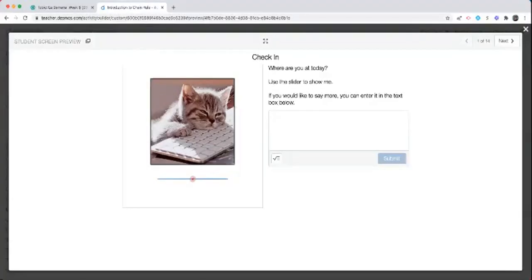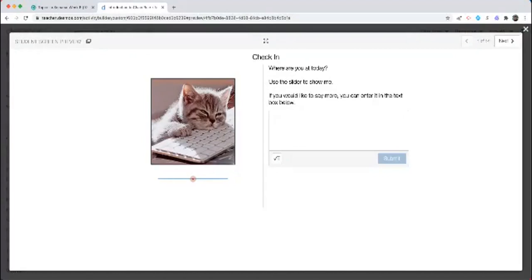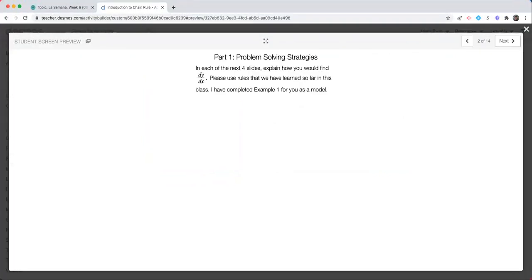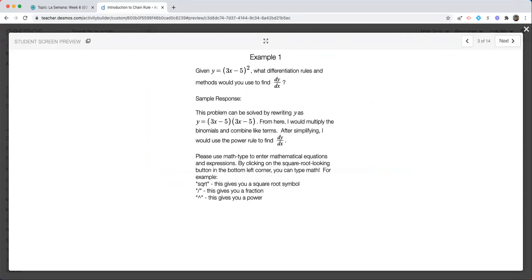All right, so here was the Desmos activity. The first part had you looking at problem solving strategies. Looking at this one, I did work out this example for you. We know how to do this because we can multiply it out, and then use the power rule to solve the derivative of (3x minus 5) squared.